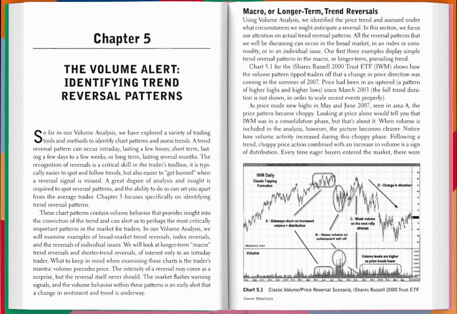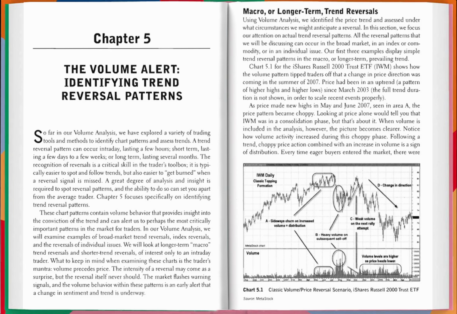As price made new highs in May and June 2007, seen in Area A, the price pattern became choppy. Looking at price alone would tell you that IWM was in a consolidation phase, but that's about it. When volume is included in the analysis, however, the picture becomes clearer. Notice how volume activity increased during this choppy phase. Following a trend, choppy price action combined with an increase in volume is a sign of distribution.